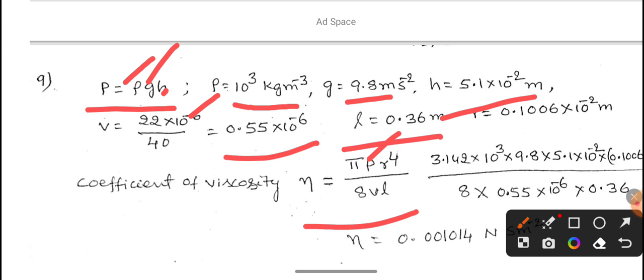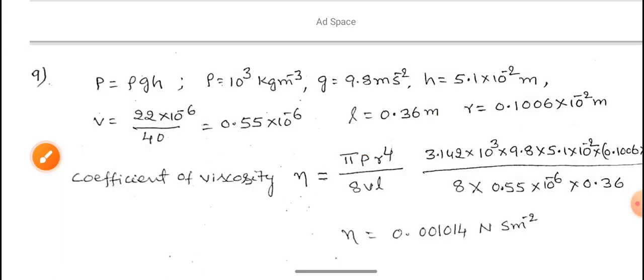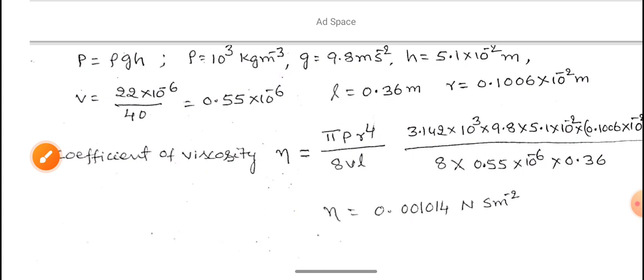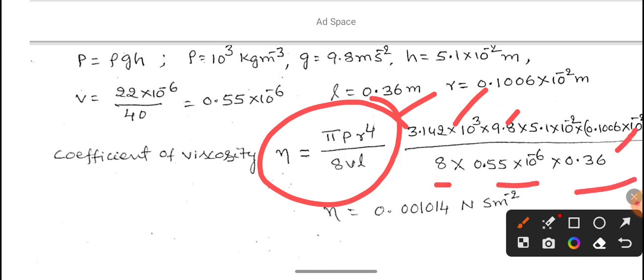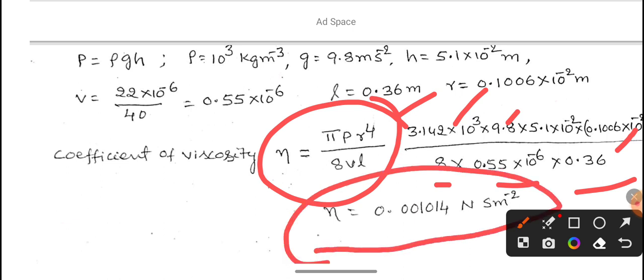The length of the tube is 0.36 meter and the radius is 0.1006 into 10 to the power of minus 2. Putting these values into the equation, the pi value, rho value and r value, divided by 8 into volume into length, the coefficient of viscosity is given by 0.001014 Newton second per meter squared.